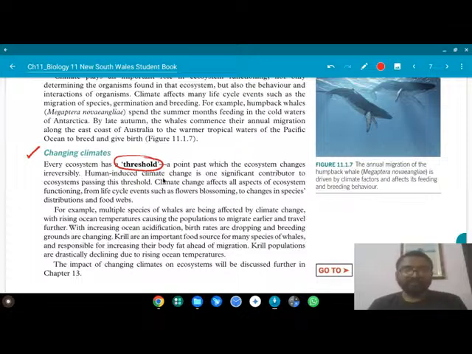Human-induced climate change is one significant contributor to ecosystems passing this threshold. Climate change affects all aspects of ecosystem functioning, from life cycle events such as flowers blossoming to changes in species distributions and food webs. Even in biology there is a lot of diversity. If you take the biotic plant system, there is a lot of diversity.